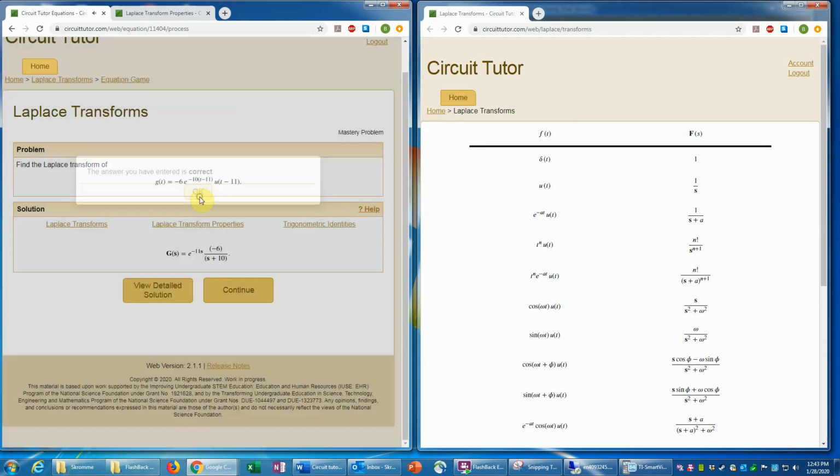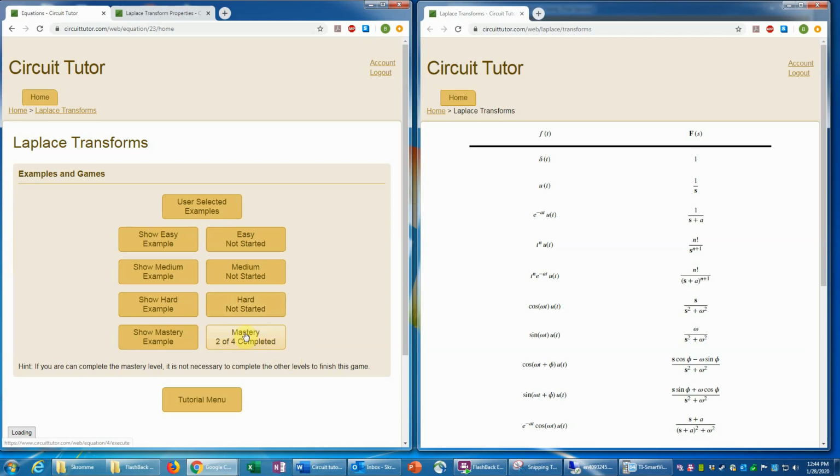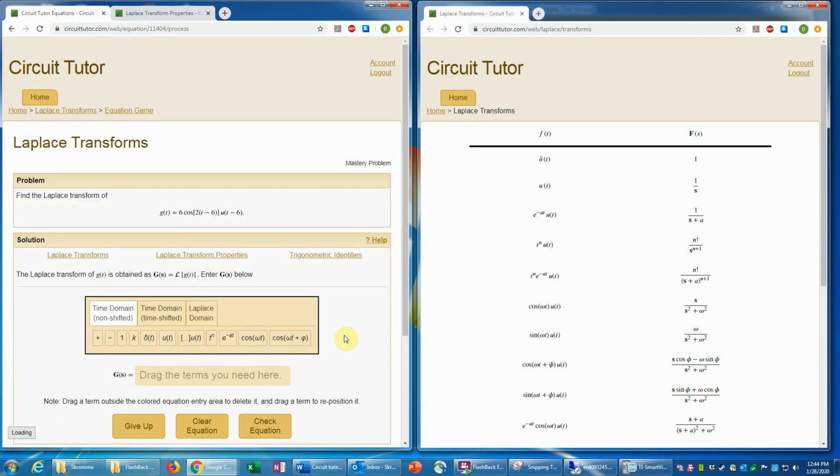And that is correct. And once again, we do have the option for a detailed solution if there's a need for that. Okay, so let's continue. And now we'll do the third problem at the mastery level, which again will be a little bit different type.